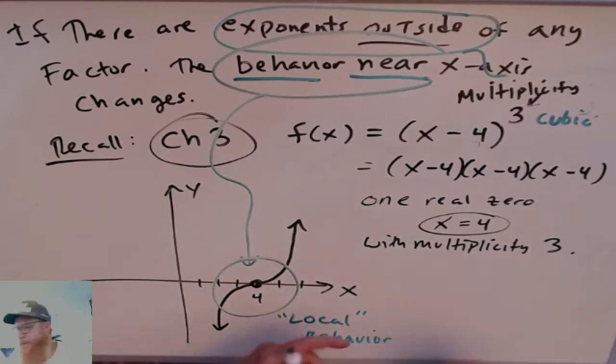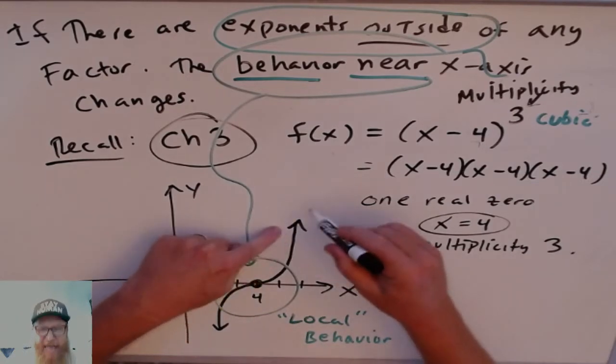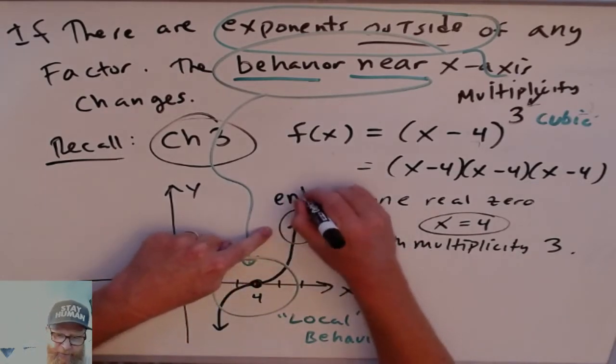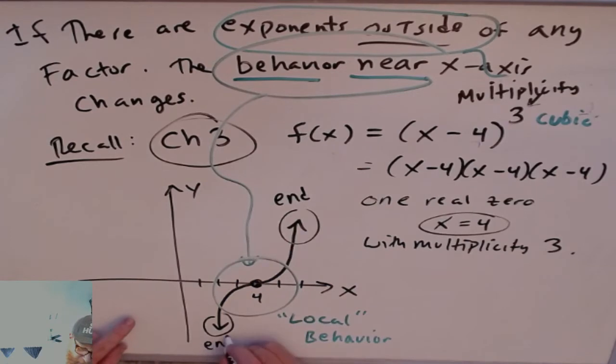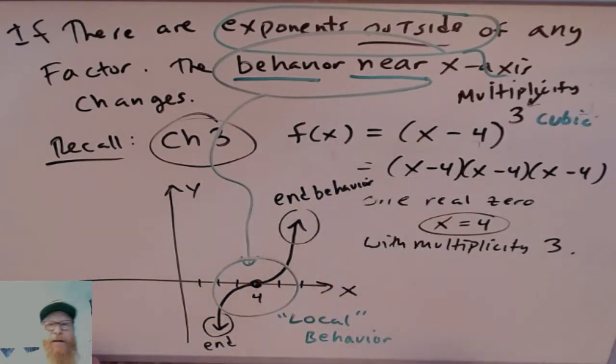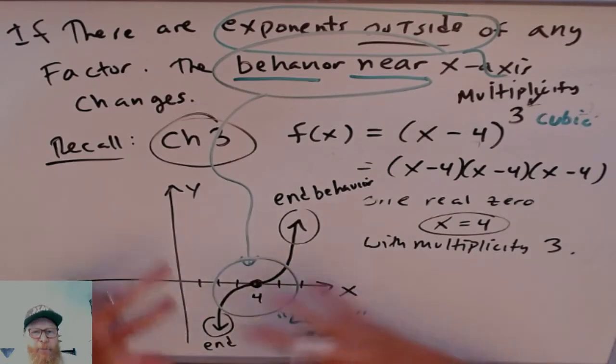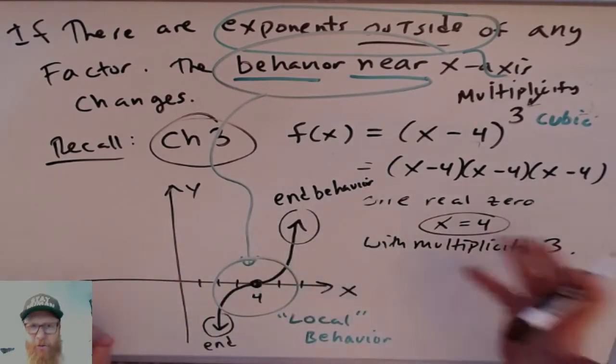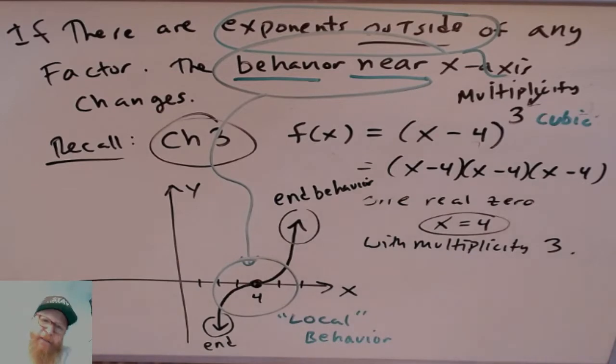So we have 2 types of behavior in a polynomial. We have what's called the end behavior, and we have the local behavior. You put together these 2 behaviors, the local and the end, and you get the entire behavior of the graph, both locally and globally, which is another word for end, like at the end of the day, at the end of the world.